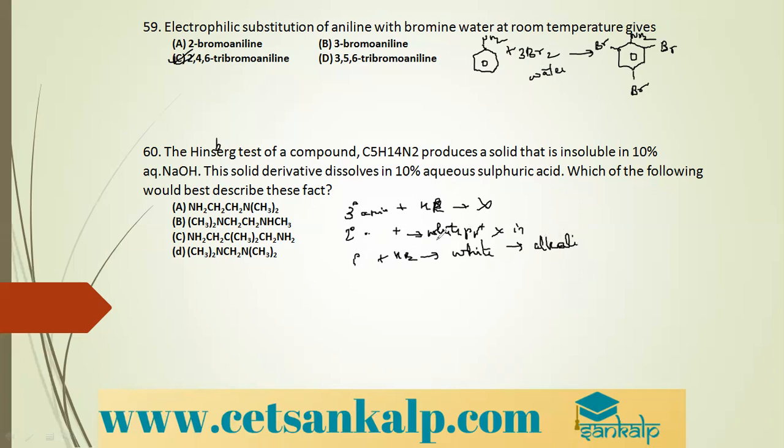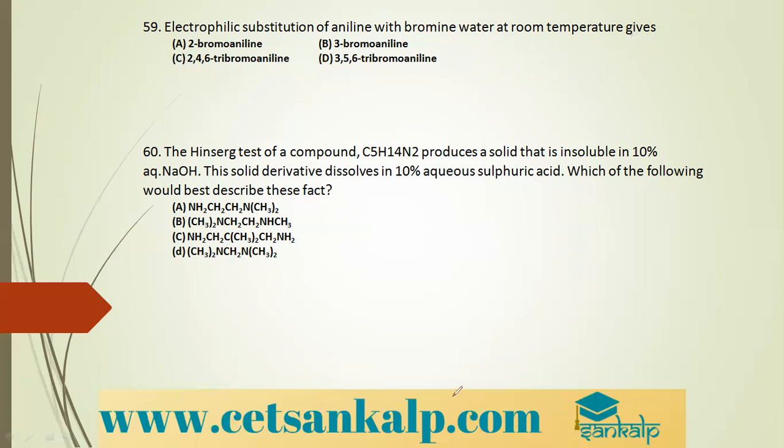So what is the correct option? Here they have said the compound produces a solid that is insoluble in 10% NaOH. So it produces a white solid. When it is producing a white solid, it should be a secondary amine or a primary amine. Here, this is a primary amine, but this solid derivative dissolves in 10% aqueous sulfuric acid. That means there is a tertiary nitrogen group. Therefore, it is option B. Tertiary amines do not react with Hinsberg's reagent. Secondary amines react but are not soluble in alkali. So that is the correct option.